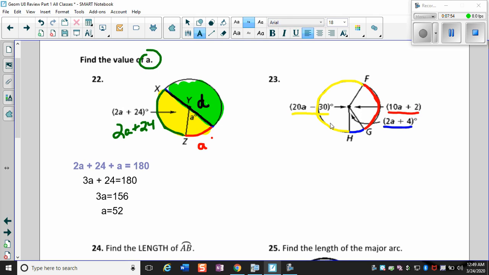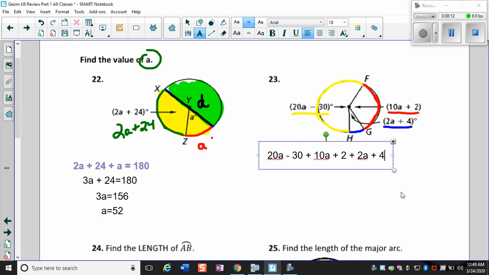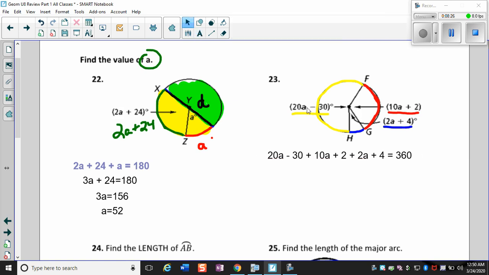So when we write an equation, one possible equation, let's add up all those arcs. So we got 20a minus 30 plus 10a plus 2 plus 2a plus 4. And since they all add up together to form that full circle, they're all going to add up to 360 degrees. Let me move this to the middle.